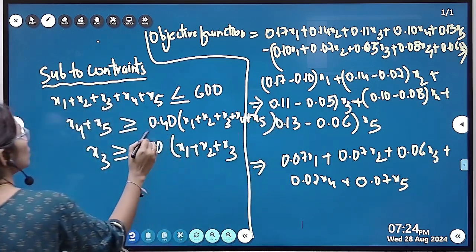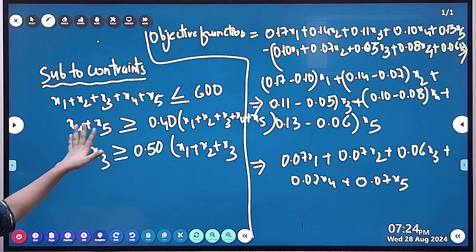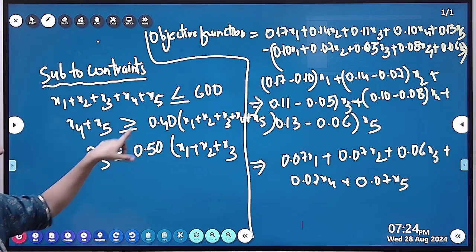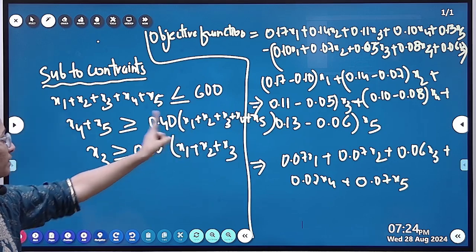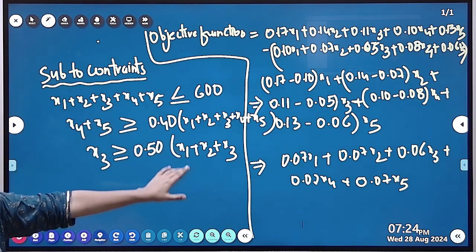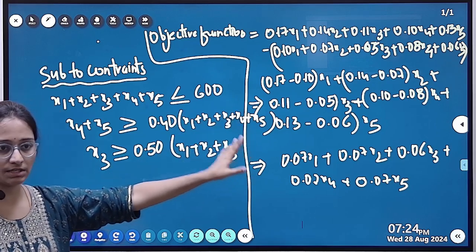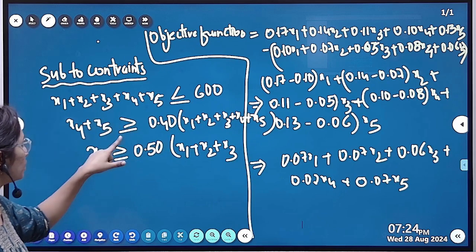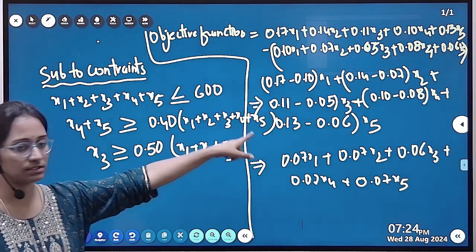Here he is telling only 40% for agricultural and commercial. 40% of agricultural commercial at least, meaning if X1 to X5 is the full 100%, then 40% of it should be allocated for X4 and X5. It denotes like that. You need to write this.